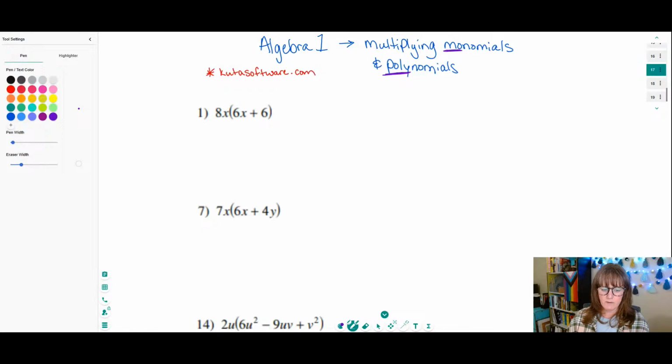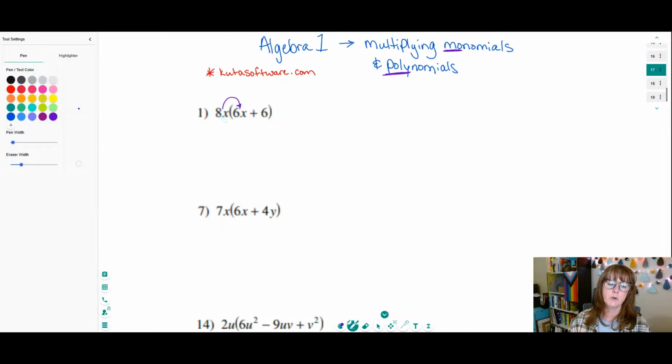problems. Whenever we have any, just like the distribution property that we learned about many years ago, whatever we have on the outside here is going to get distributed to each term inside of our set of parentheses. So let's start with this first multiplication. When we're multiplying terms that have variables in them, the rules can be a little bit tricky at first.